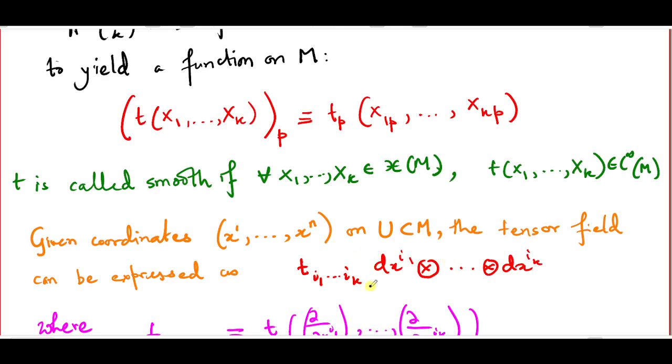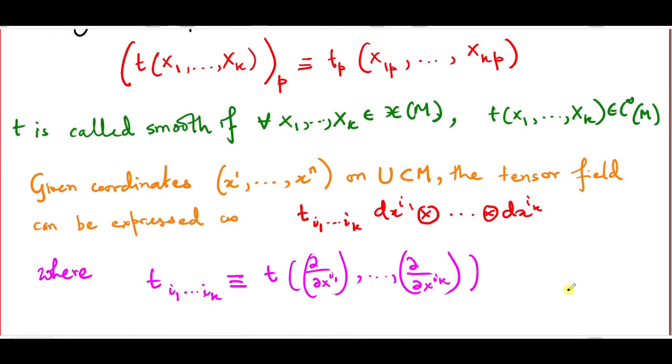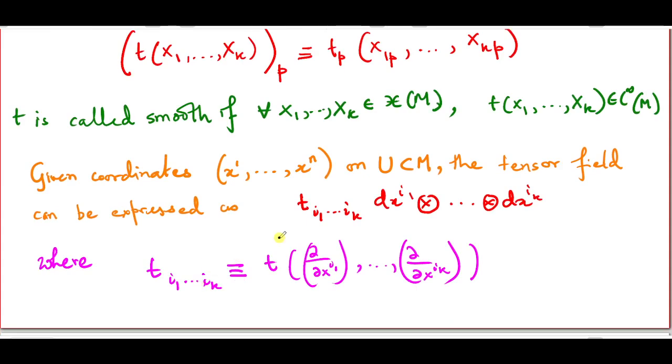Now, these functions t_{i1 through ik}, which sit as coefficients of this, is given simply by the action of t, a tensor, on the coordinate differential vector fields del xi1, del xi2, all the way up to del xik. If you are given these n to the power k component functions, you actually have complete knowledge about the tensor, at least within that domain U.